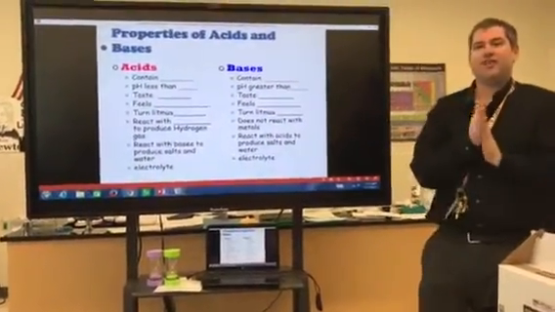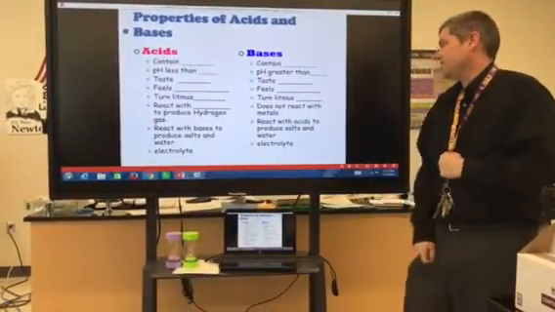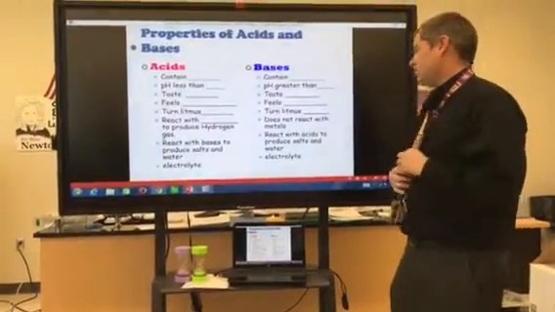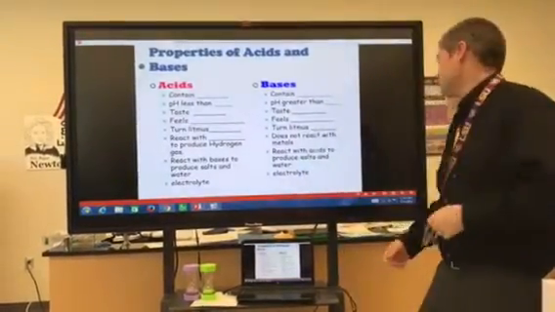It turns litmus paper blue. It does not react with metals. It reacts with acids to form salts and water. And it is also used in electrolytes.